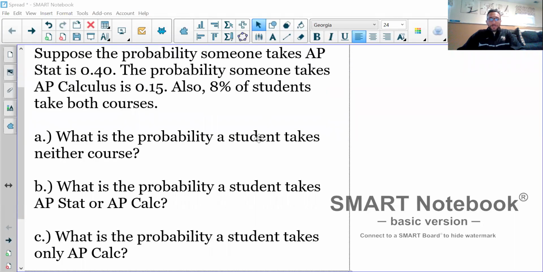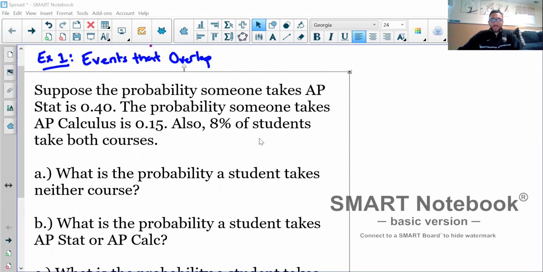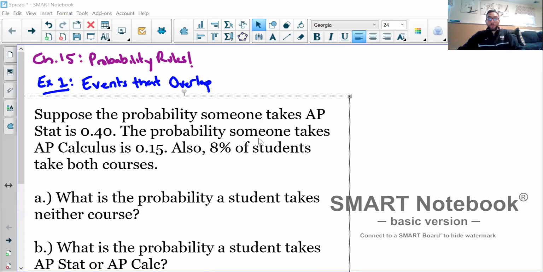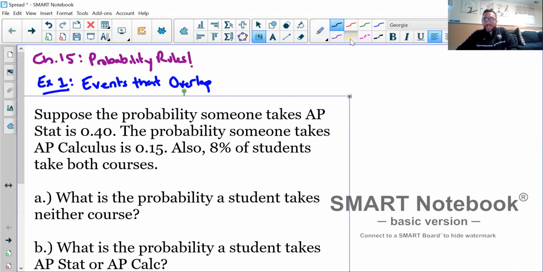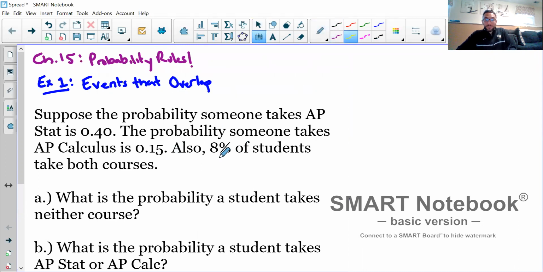So take a second, read that. And my first question to you, so you can pause that and read it, but my first question to you is, how do we know that these events overlap? Right now, you should pause the video, turn to the other people in the room and have that conversation. How do we know that these events overlap? And now that you've unpaused it, hopefully you all agree that we know these overlap because there is some percentage of students who take both courses.